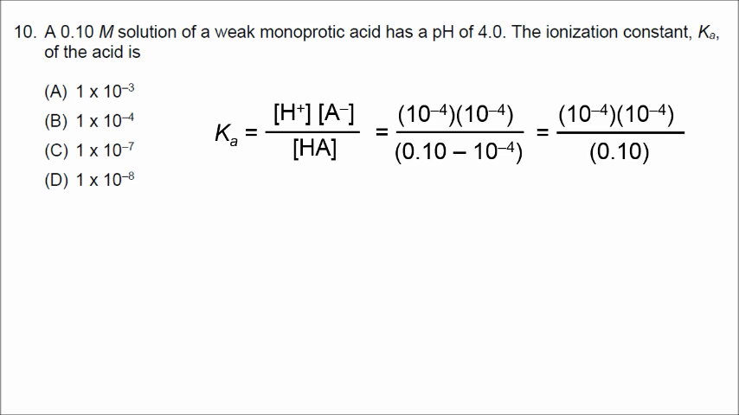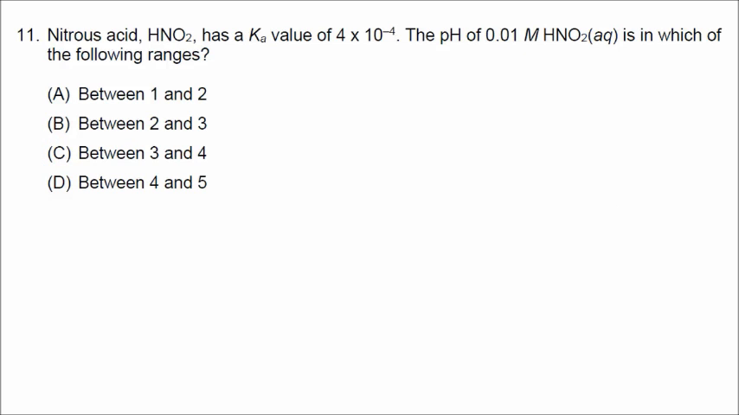So we have 10 to the negative 4 squared divided by 0.1. This gives us 10 to the negative 8 divided by 10 to the negative 1. So negative 8 minus negative 1 is negative 7. The correct answer is C. In number 11, we are given the Ka value. We're also given the concentration of the weak acid. We have to figure out approximately the pH.